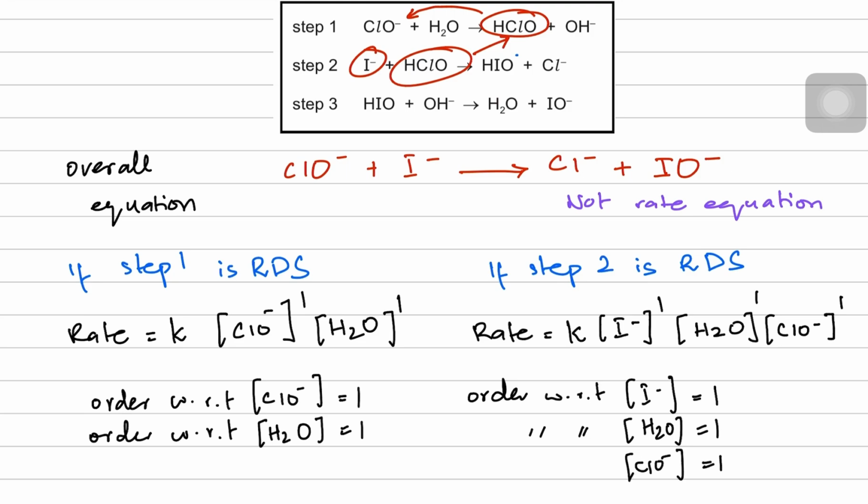So if the third step was considered, we would do similar kind of equations and calculations. I hope we can see that if first step was RDS, it would be an overall second order, and if the second step was RDS, it would be overall third order reaction.